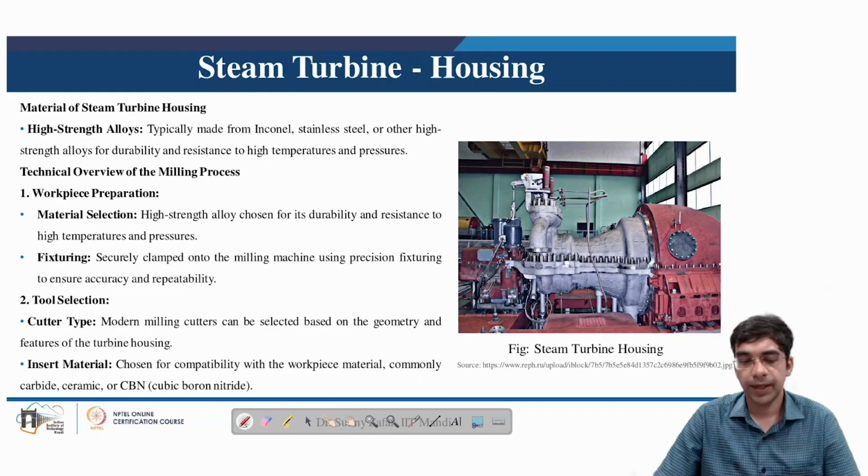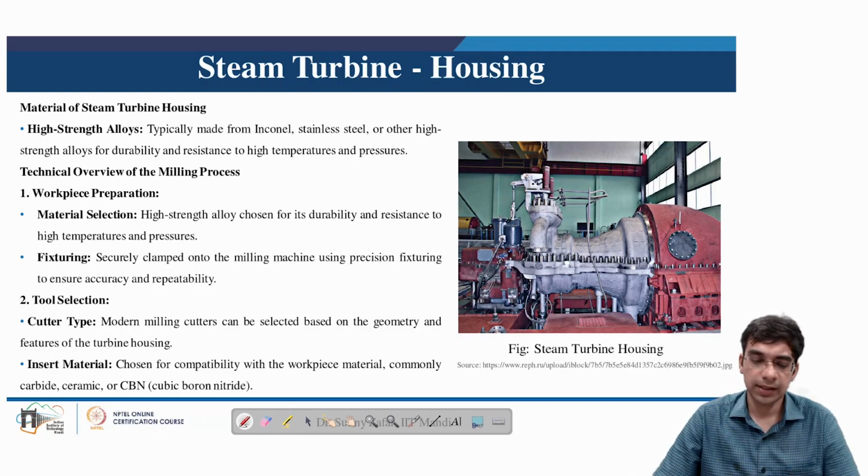Commonly, carbide, ceramic, or cubic boron nitride based cutters are utilized as the insert material. In this case, the cutting tool has several inserts which can be indexed, and the utilization of inserts reduces the tool changing time and tool changing cost, because by indexing the inserts we can bring a new edge of the insert to machine the workpiece quickly.